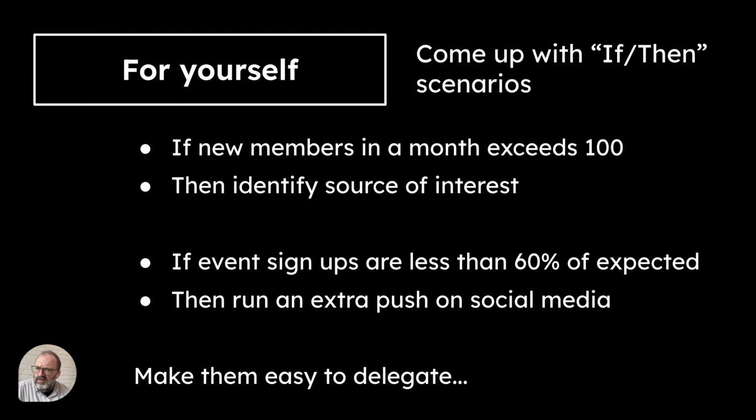And a way to work with all of these things, including those don't worry factors, is to come up with if-then scenarios. An example of that might be, if new members in a month exceeds 100, then you identify the source of interest. If event sign-ups are less than 60% of what you expected, then you do an extra push on social media. Those are if-then scenarios. So if something, then something. Dividing it up like that also hopefully makes it easier to delegate.